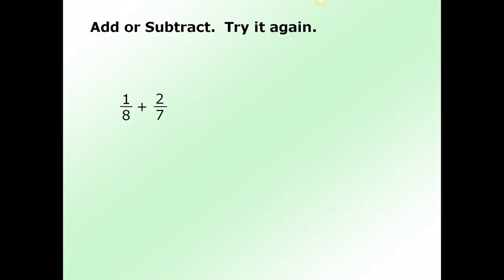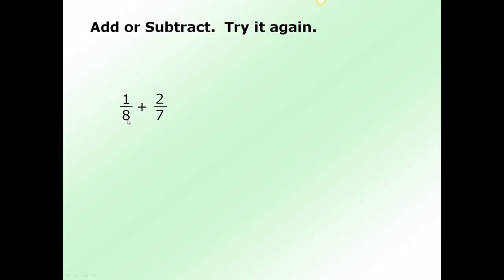Let's try it again. Oh, this is so nice. They gave us fractions this time instead of mixed numbers. What a blessing. I have 1/8 plus 2/7. It's an addition problem. Everybody likes to add. But we start with the exact same steps. Step 1, you need a common denominator. So we can start writing out the multiples.